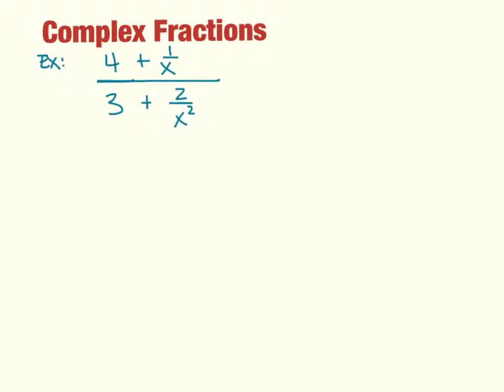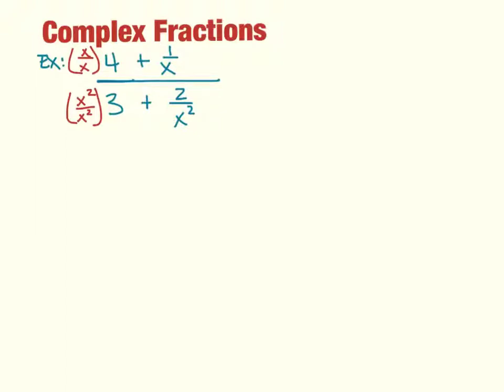Okay, now we have complex fractions, fractions within fractions. For this we're going to take care of the numerator, take care of the denominator, and once we've simplified those, then we'll figure it out from there. Okay, so this 4 plus 1 over x, what is that 4 missing that this 1 over x has? It needs an x in its denominator so it can combine. So I'm going to multiply this by x over x. And in the denominator, we see 3 plus 2 over x squared. This 3 needs an x squared if it's going to attach. So I multiply by x squared over x squared.